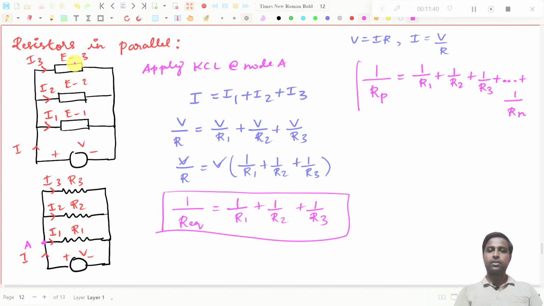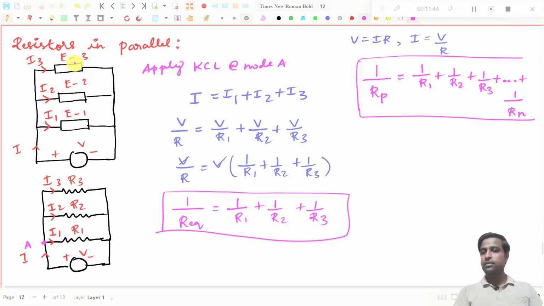This is the formula we will use forever. So try to understand this, and always keep it as 1 by Rp. Don't convert this into Rp, since you would need to take so many LCMs here. It is not at all necessary. You just try to remember the formula: 1 by Rp is equal to 1 by R1 plus 1 by R2 plus 1 by R3. That we will use.